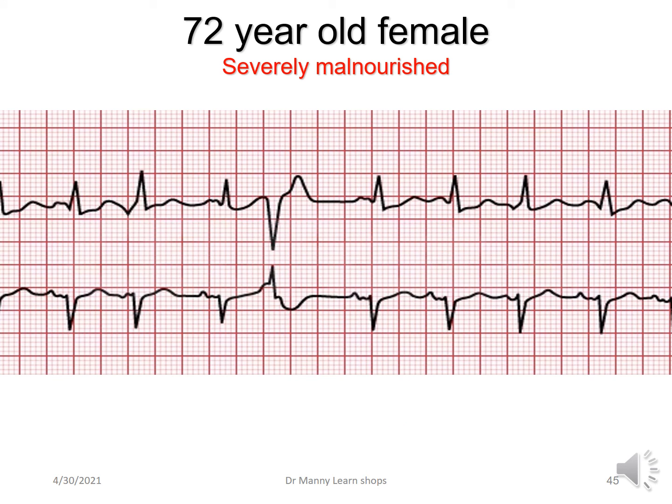Another severely malnourished 72-year-old female. Look at the rhythm. Look at the unifocal PVC landing right in the middle of that T wave, the normal beat. This is sinus rhythm with R on T PVCs, which could deteriorate into ventricular tachycardia, which could be occurring as a result of hypomagnesemia because she's malnourished.